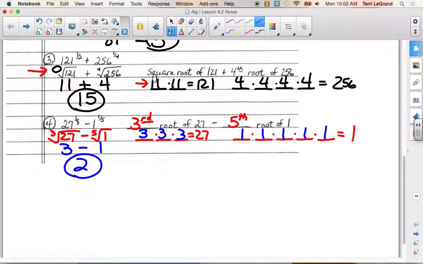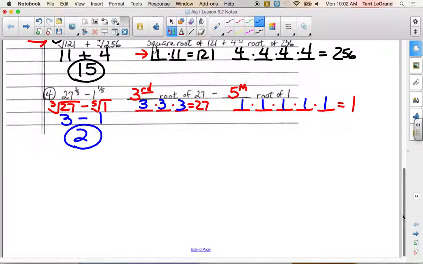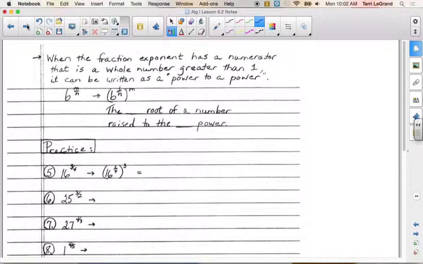So notice we get to do this when there was a 1 in the numerator. We get to just say to ourselves, this is just asking me for that root. Whatever the denominator is, it's asking me for that root. Well, what if the numerator is not 1? What if it has a numerator other than 1?